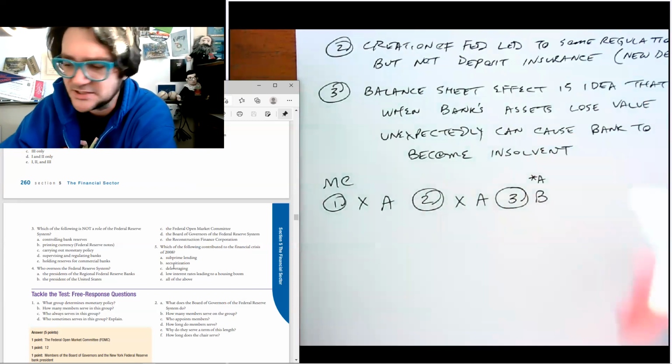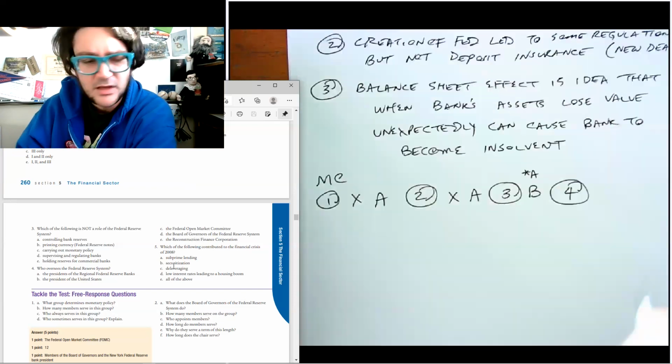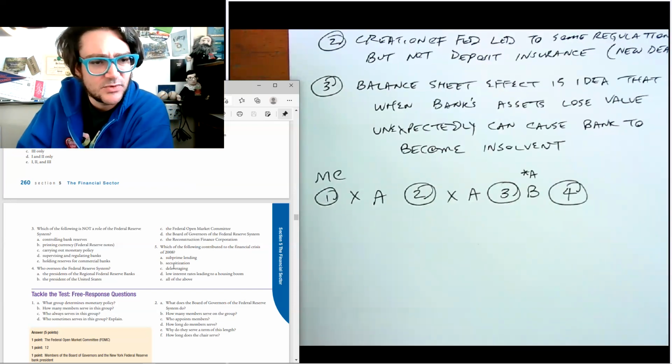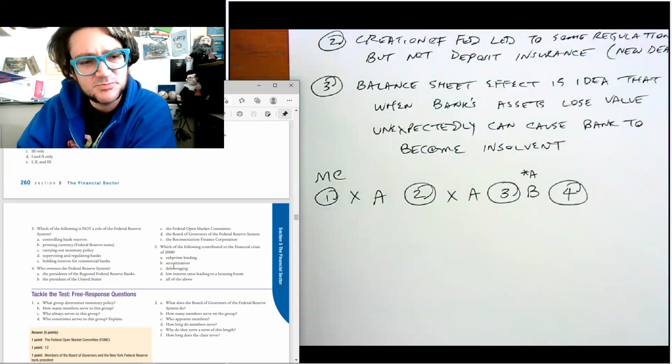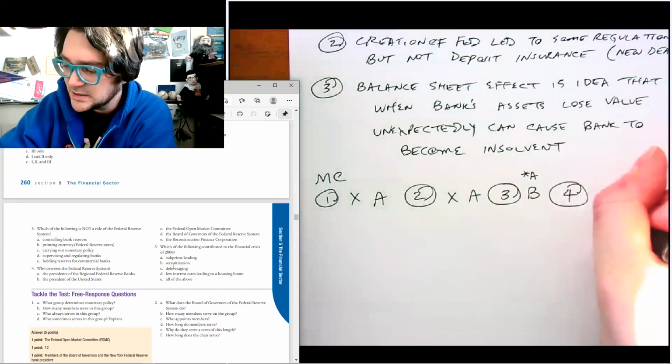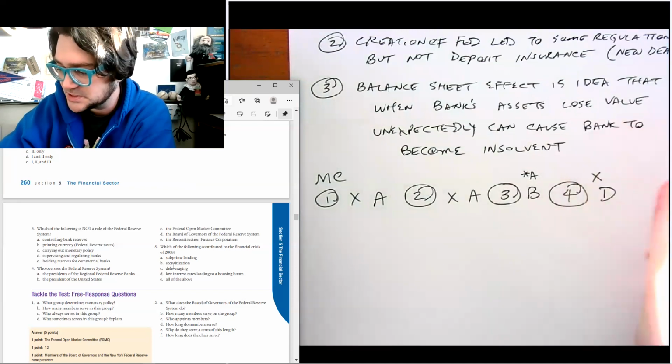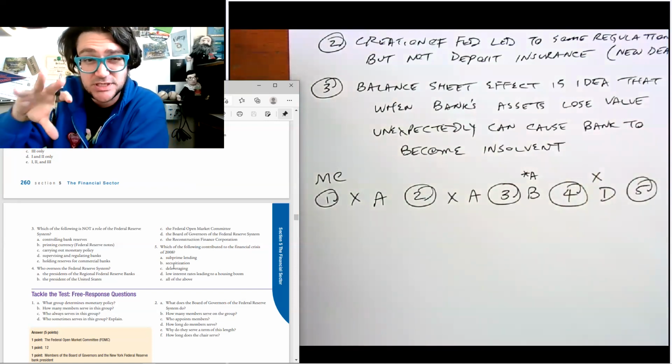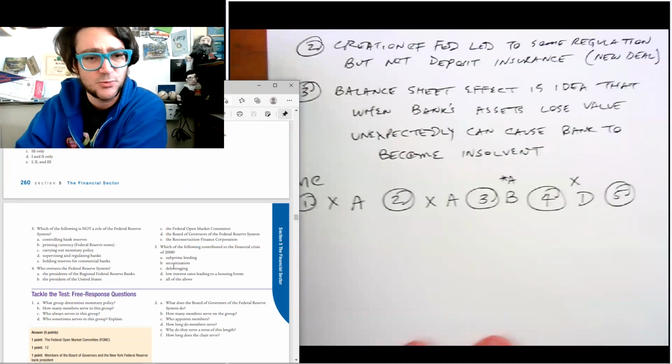Number 4, who oversees the Federal Reserve System? Let's see, it's not that, well, it's sort of the presidents of the Fed. It's best to say the Board of Governors, D. Again, this is not a question you should expect to see. So this section is a lot more about how the Fed actually work, which is fine.